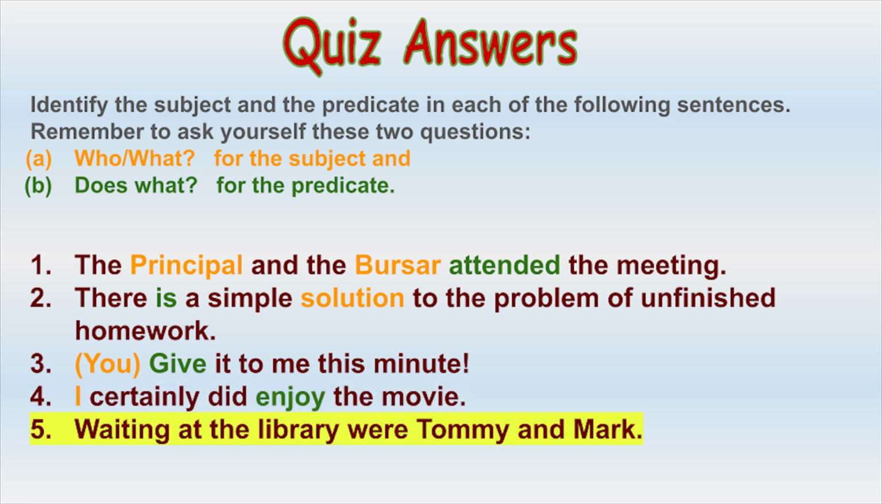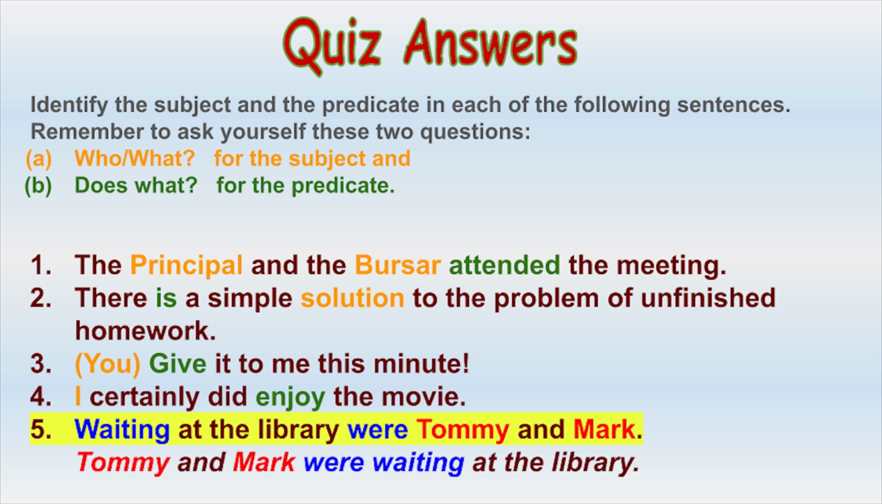Number 5. Waiting at the library were Tommy and Mark. Who? Tommy and Mark. This is another compound subject. And we may ask for the predicate did what? They were waiting. So we have a compound predicate. The main verb is waiting and the auxiliary verb is were. To make it easier, we could have rearranged the sentence to read Tommy and Mark were waiting at the library.